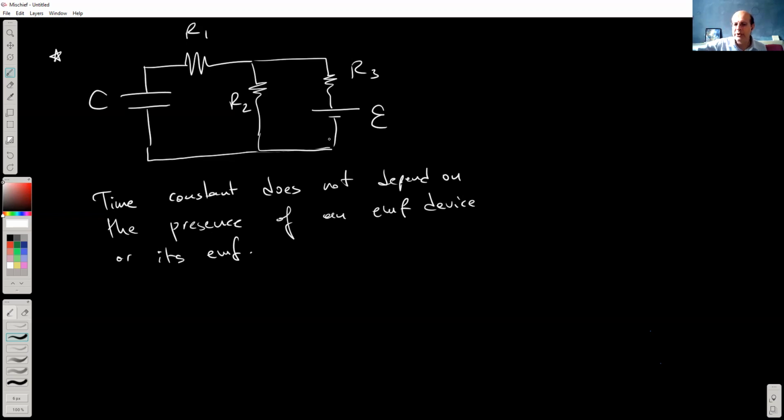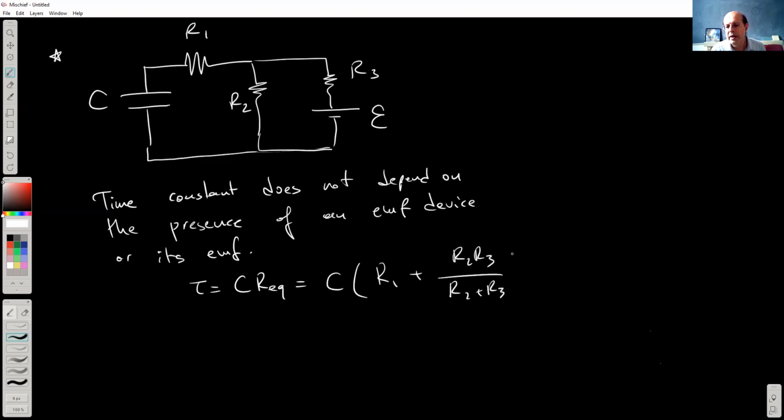The EMF determines the maximum amount of charge that will be filled on the plates of the capacitor when it is completely filled. As a result, it's basically independent. In that case, the time constant is given by the same expression: R1 plus R2 R3 divided by R2 plus R3, the same as the previous circuit. But of course, the time dependence of the currents and the value of the currents at infinity are going to be different now because this is a charging circuit.